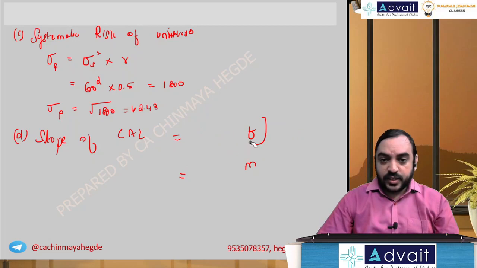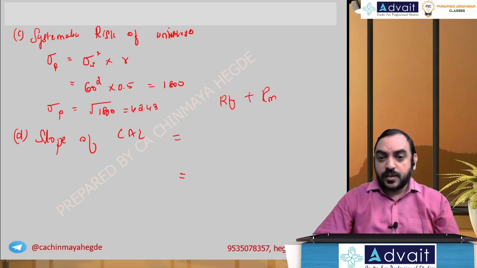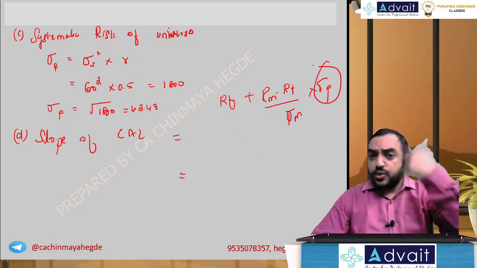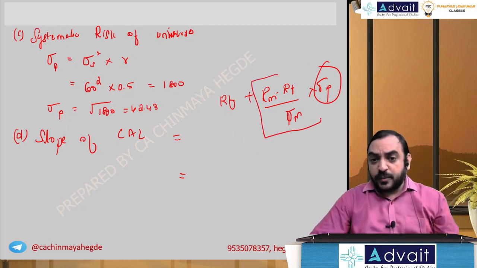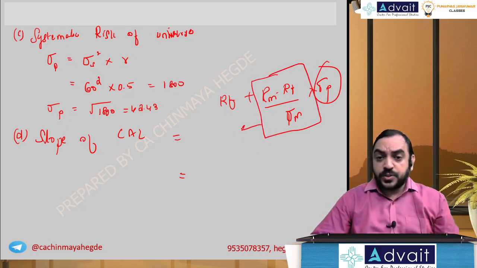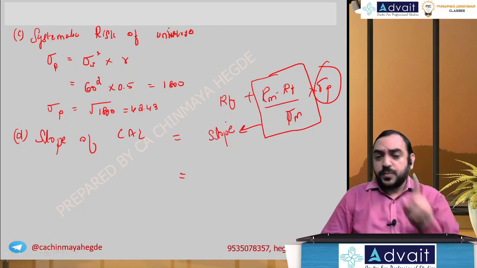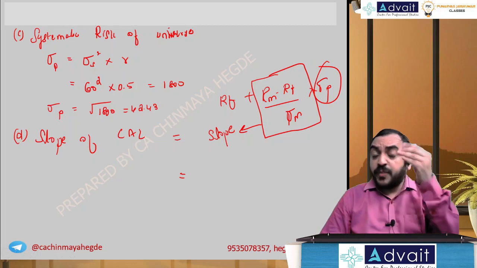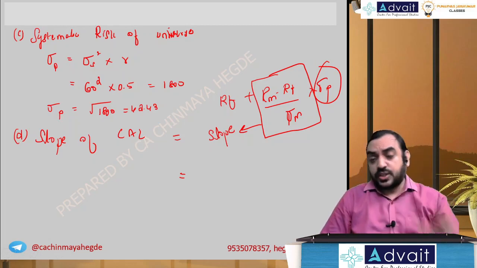Okay, I'll tell you once more so that you understand. RF plus RM minus RF divided by standard deviation of market into standard deviation of portfolio. So if you take different risk, you get different return, but this much will remain constant always. So this portion is called as slope. Sorry, I think I told you sigma p by sigma m as slope. Small correction. Rm minus Rf by sigma m. That portion is called as slope.